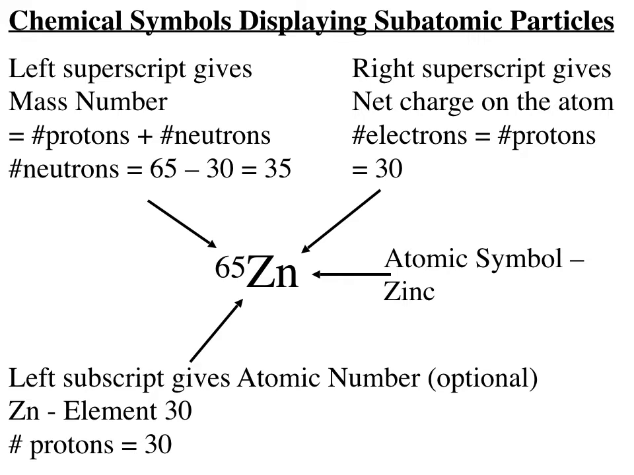Then I will turn to the left superscript. The left superscript gives the mass number. The mass number counts the number of protons and neutrons present in the nucleus. The mass number here is given as 65. And because this is the element zinc, which has 30 protons, if I subtract the atomic number from the mass number, I will get the number of neutrons, and I would find this has 35 neutrons.